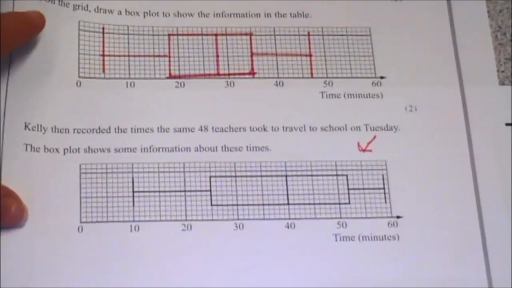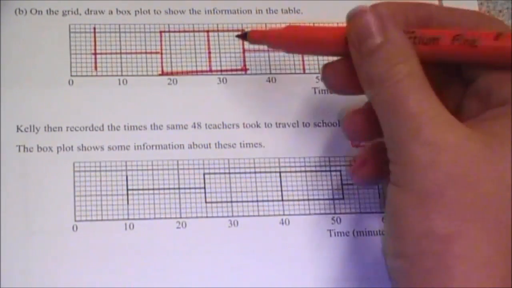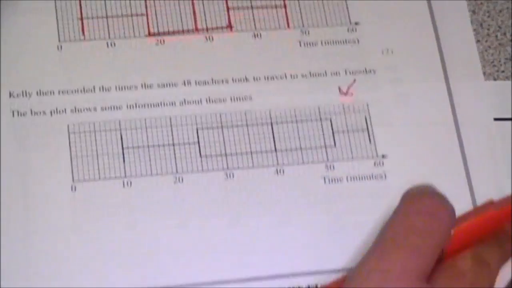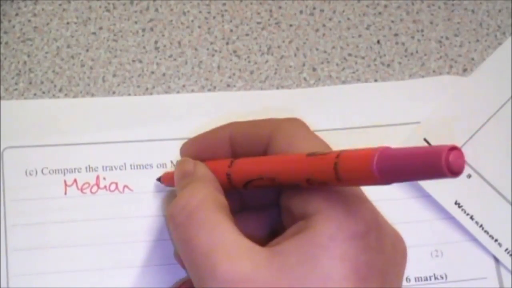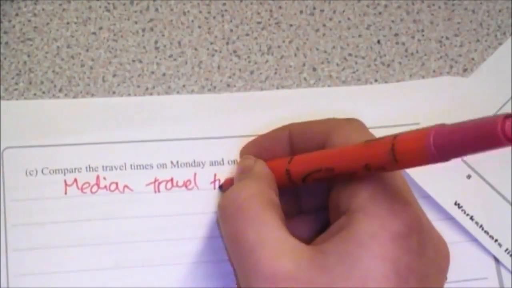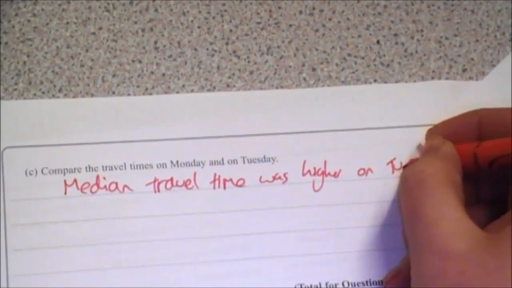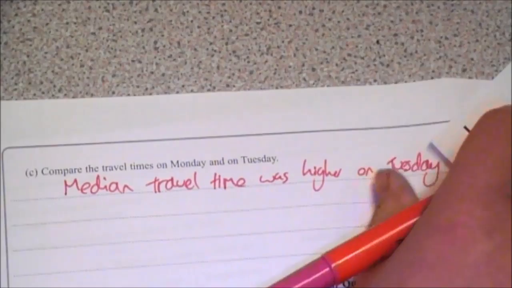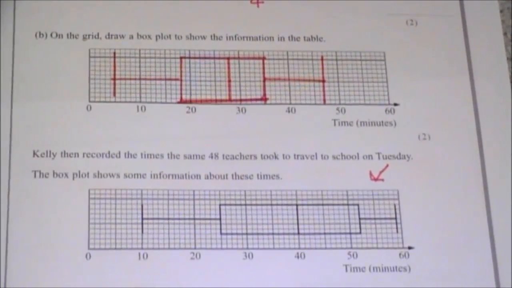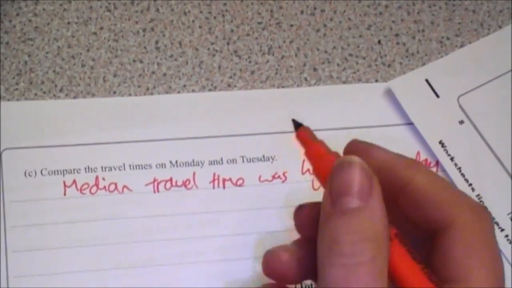So compare the times. Well, the first thing I'm going to notice is the median, and that's the first thing you should always notice with box plot questions. This is the median for Tuesday, that's the median for Monday. So the first thing I'm going to say is that the median, and don't forget what we're talking about, it's the median travel time was higher on Tuesday. Now that is comparing a fixed point on the box plot, so it's comparing the median point. That is worth 1 mark.